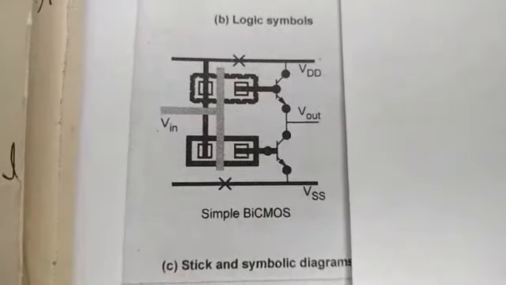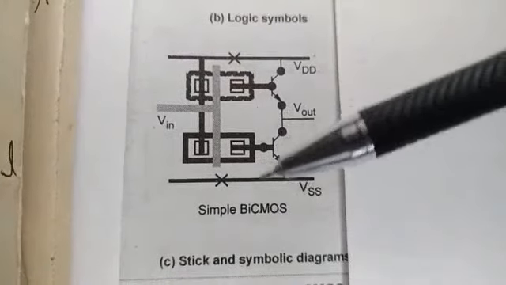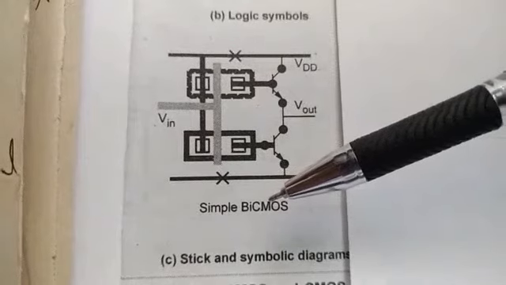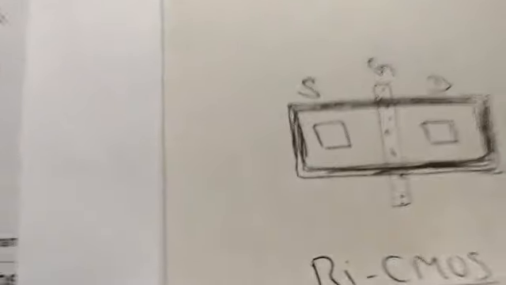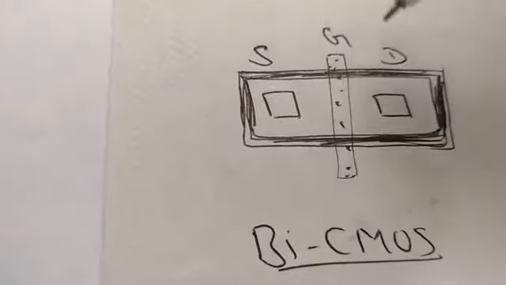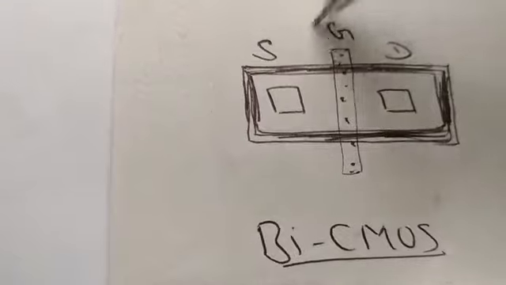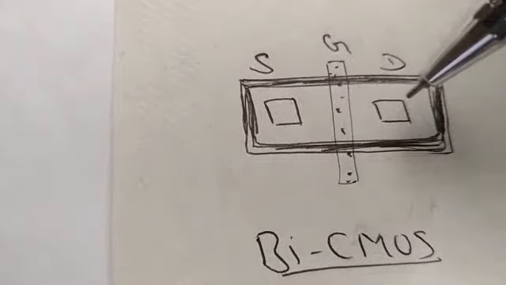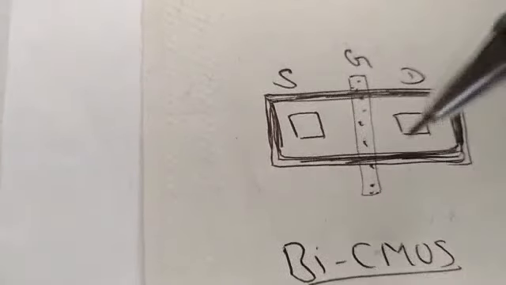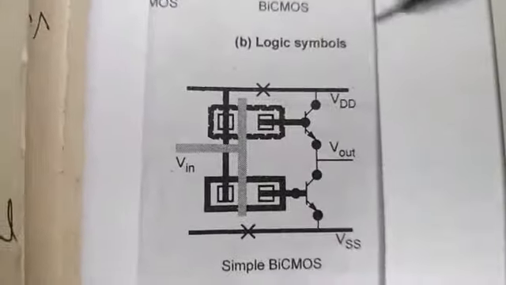Okay, now we will go through the stick diagram of your BiCMOS structure. Before that, we'll go through the BiCMOS symbol, which is represented as a rectangular box. The first part is acting as a source, the dotted line is acting as a gate, and the next part is acting as your drain region. So this one is the symbolic structure. The same thing has been represented here.